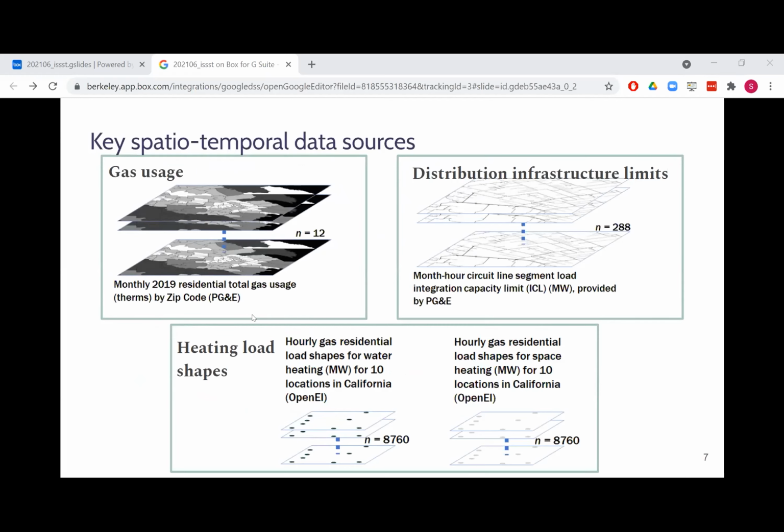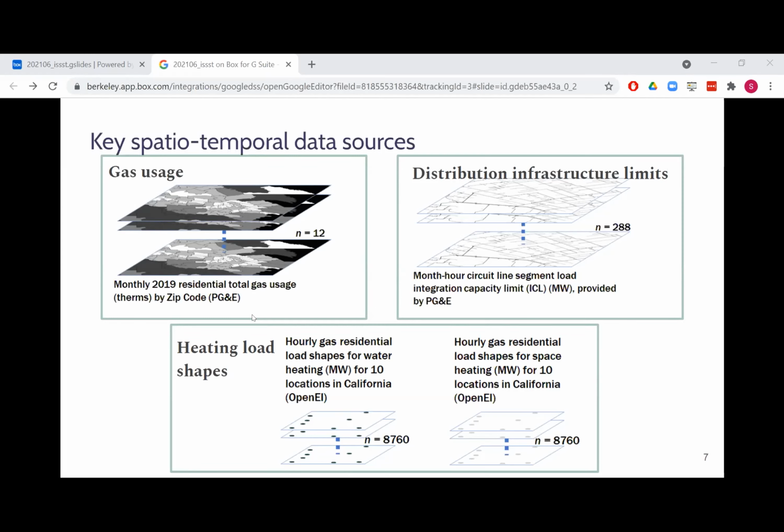And so there are 3 key data sources that get at the variation in space and time that we're interested in. Again, PG&E refers to Pacific Gas and Electric. Gas usage is made public by PG&E. It's reported at the zip code level, which is a fairly spatially resolved level for those of you who aren't in the United States, and it's reported monthly. That's a public data source.